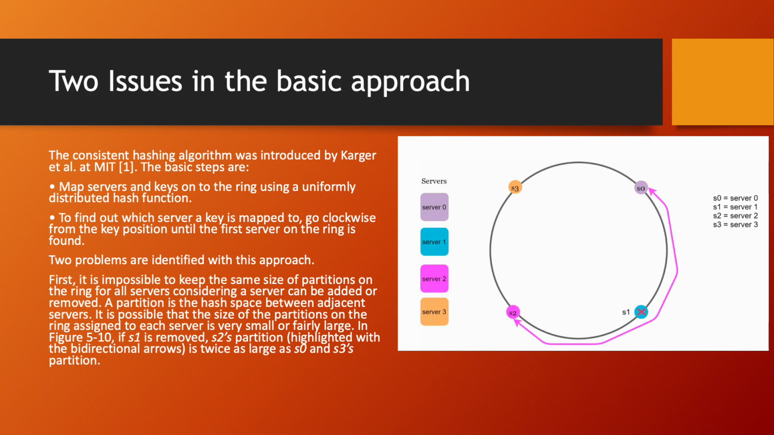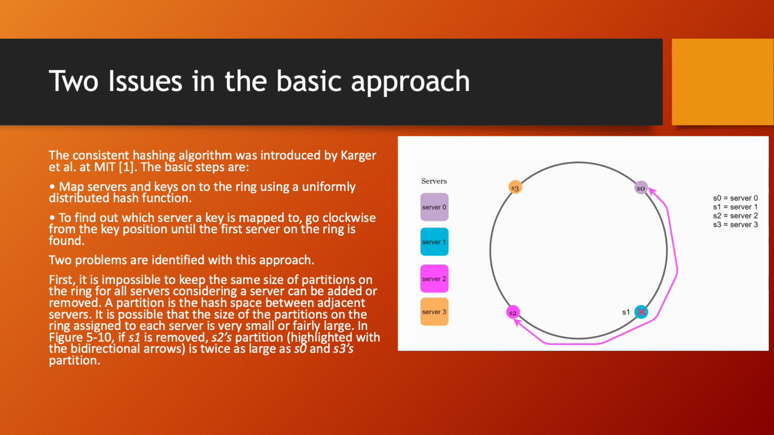Two issues in the basic approach. The consistent hashing algorithm was introduced by Karger et al. at MIT. The basic steps are: map servers and keys onto the ring using a uniformly distributed hash function. To find out which server a key is mapped to, go clockwise from the key position until the first server on the ring is found.